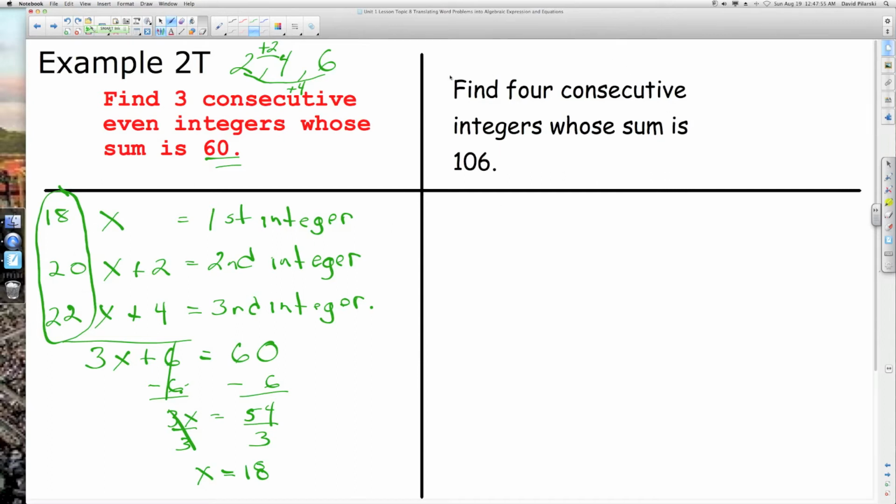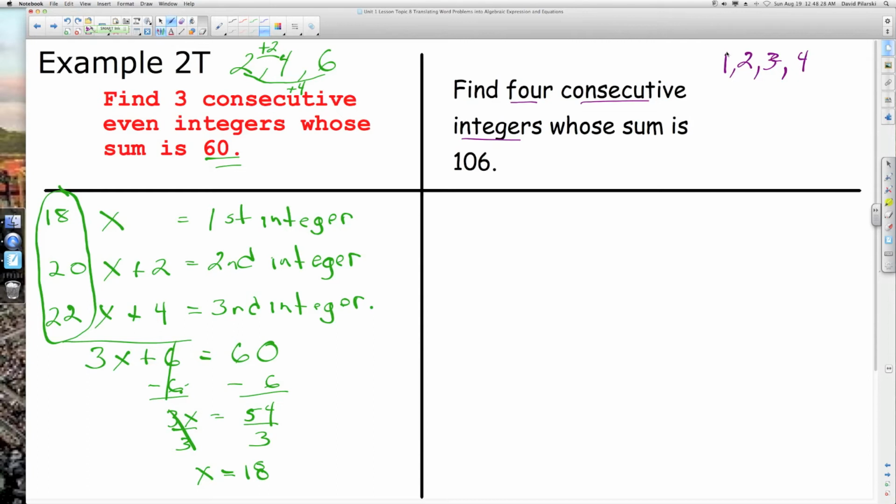Now in this problem, we have to find 4 consecutive integers whose sum is 106. Now the difference between this problem and the first problem is the fact that we're finding 4, and we're only working with consecutive integers. Over here we were working with consecutive even integers. Here we're only working with consecutive integers. And in this case, the smallest set, well, the second smallest set of consecutive 4 integers would be 1, 2, 3, 4.